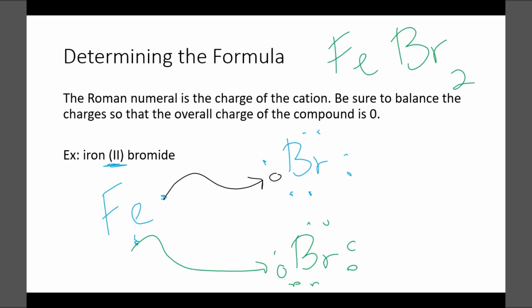So you can do it either way. And this is how you make ionic compounds with multivalent metals. Metals that can have multiple different charges, and we don't know the charge based on looking at the periodic table.